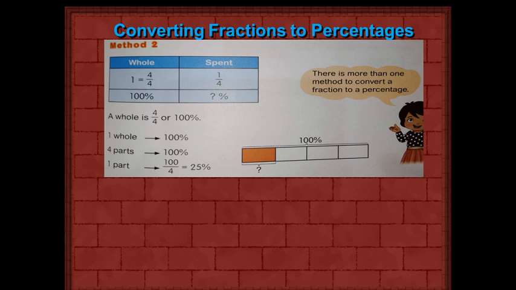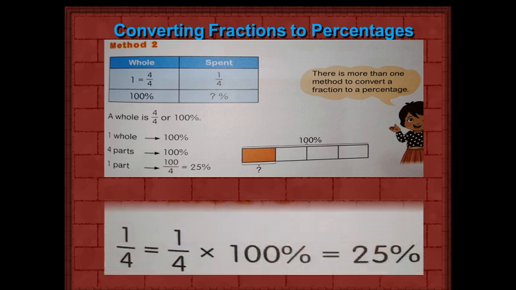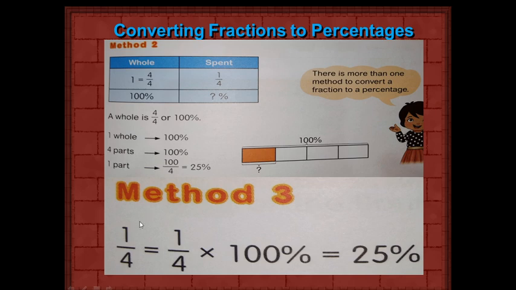Now, what do you think of method number 3? I think method number 3 is the easiest, and it is very simple and to the point, like this. This one, method number 3. A quarter equals a quarter times 100%. 100 divided by 4 equals 25%. So method number 3 is the easiest one, I think. It's up to you. You can choose one of them.